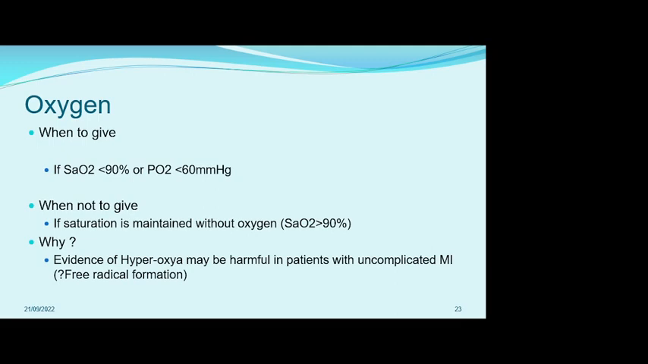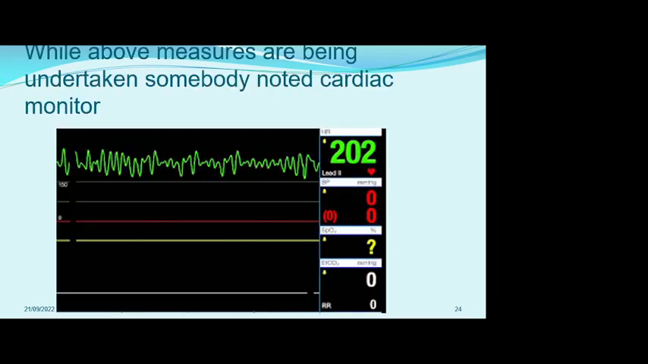So if the patient maintains saturation above 90% without oxygen, you don't have to give oxygen, because some trials have shown that hypoxia may be harmful to the patients. In uncomplicated MI especially, it might be due to free radical formation, which might cause more damage.